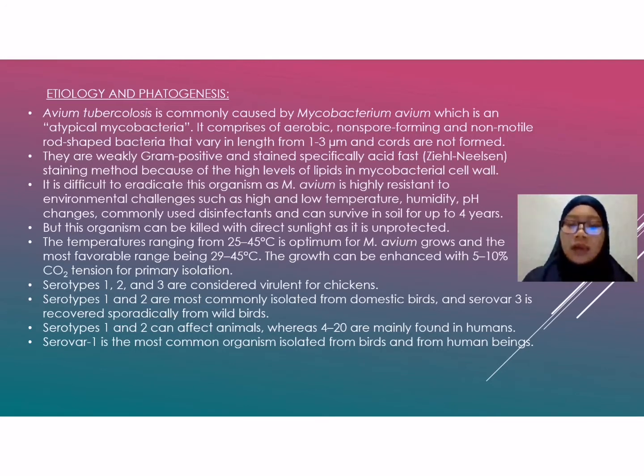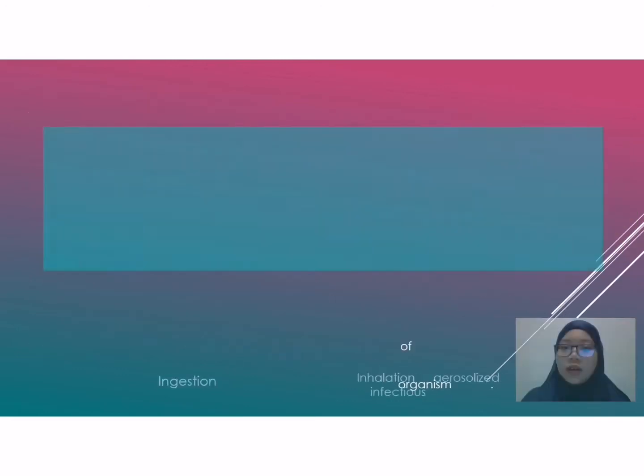Serotypes 1, 2, and 3 are considered virulent for chickens. Serotypes 1 and 2 are commonly isolated from domestic birds, and serotype 3 is recovered sporadically from wild birds. Serotypes 1 and 2 can affect animals, whereas 4 until 20 are mainly found in humans. Serovar 1 is the common organism isolated from birds and human beings.